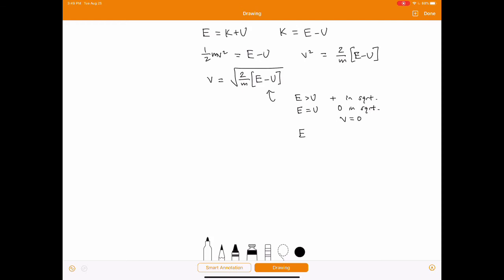But what if E is less than U? What happens then? Well, then we have a negative in the square root. What's the square root of a negative number? It's called an imaginary number. So that doesn't describe anything physical, right? It doesn't make sense to say that v is an imaginary number. Right? That's nonsense. So, in other words, this is not possible. It's not possible to have E less than U. So it must be the case that E is always greater than or equal to U.